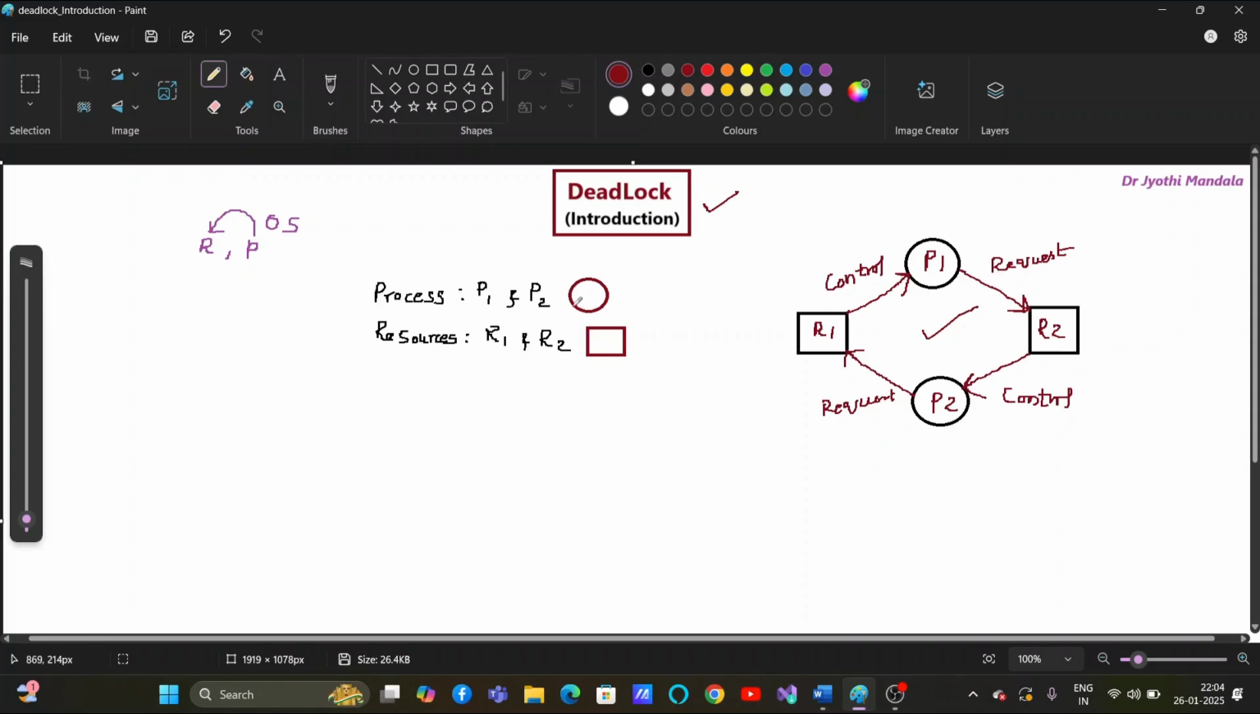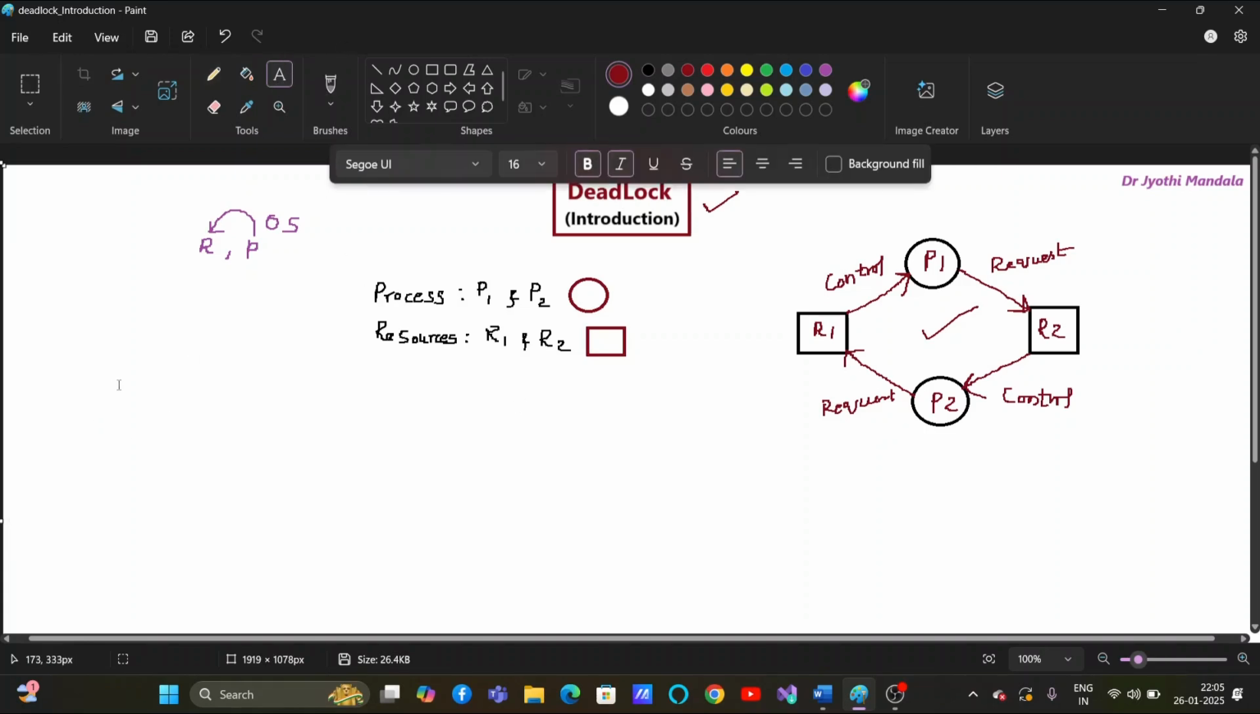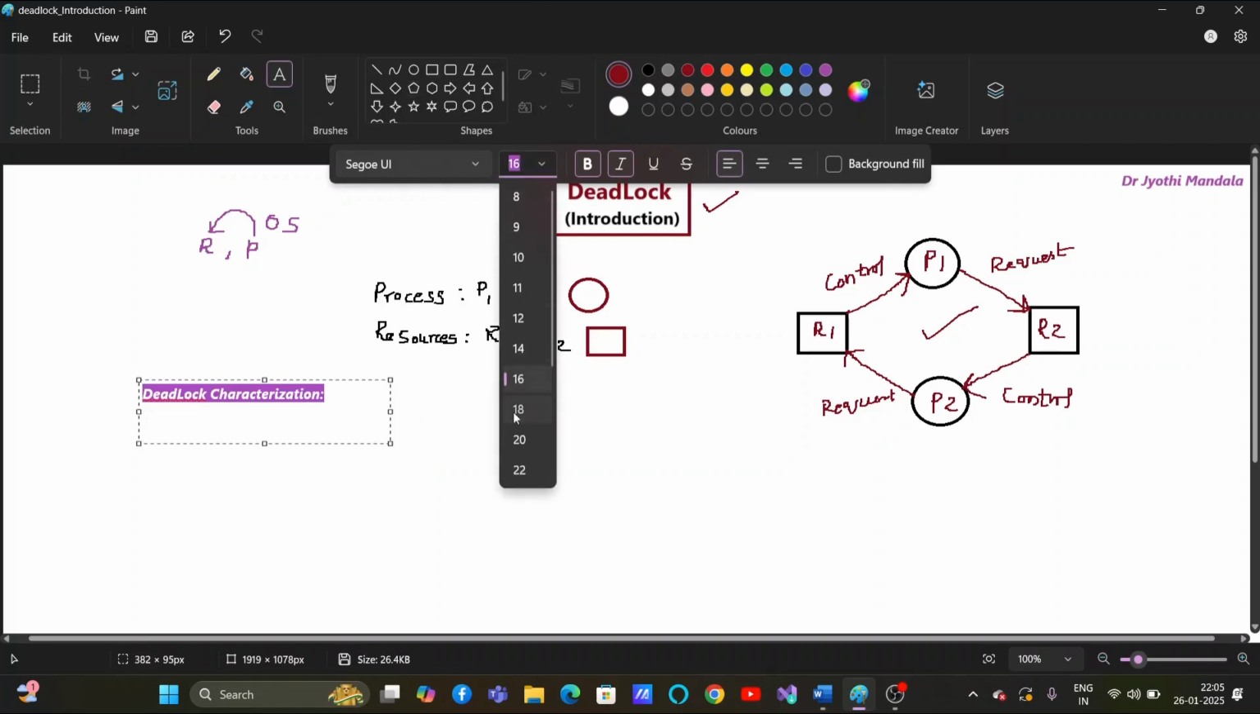All right. So to understand this deadlock, when can we say a system is in deadlock? If this scenario happens, it is a deadlock. But there are some characteristics defined for the deadlock. So let us understand the deadlock characteristics. Keep your heading, all of you: Deadlock characterization. That means there is a set of conditions defined. If those conditions are satisfied, then we can say there is a deadlock. Got it? So make a note, all of you.